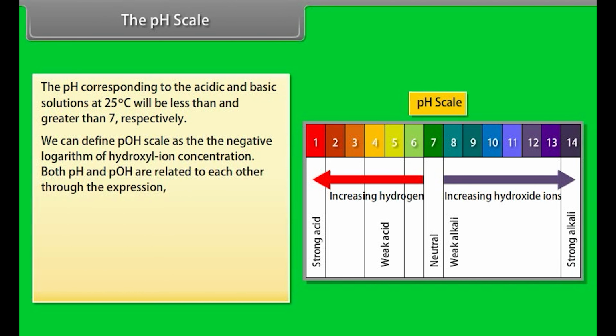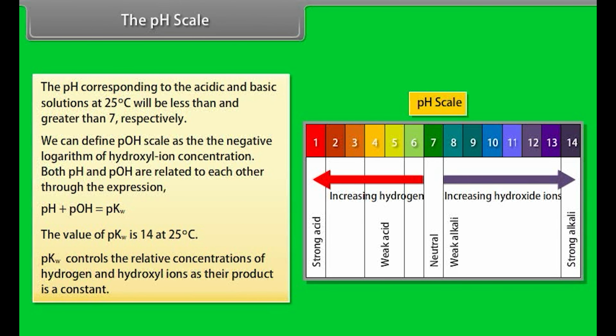We can define pOH scale as the negative logarithm of hydroxyl ion concentration. Both pH and pOH are related to each other through the expression pH plus pOH is equal to pKw. The value of pKw is 14 at 25 degrees Celsius. pKw controls the relative concentrations of hydrogen and hydroxyl ions as their product is a constant.